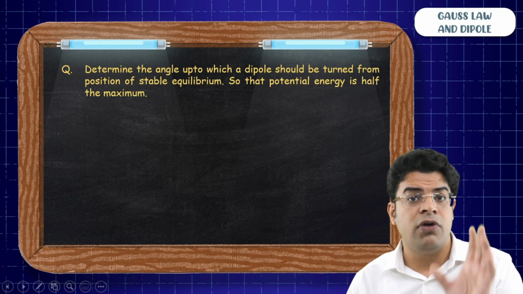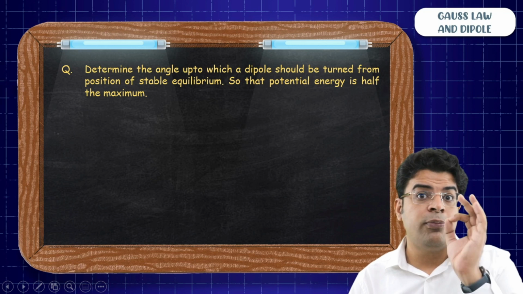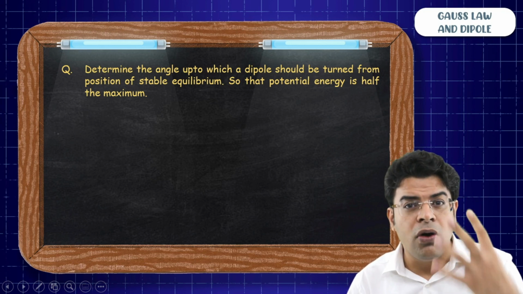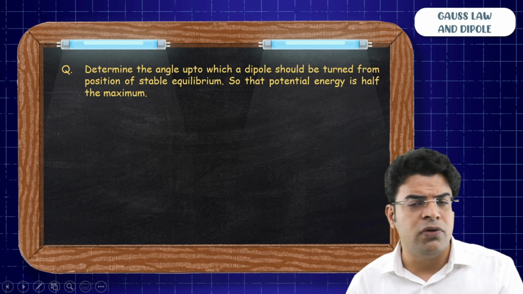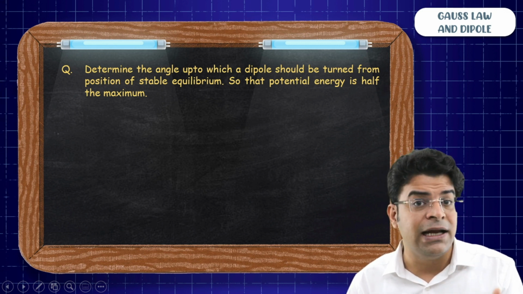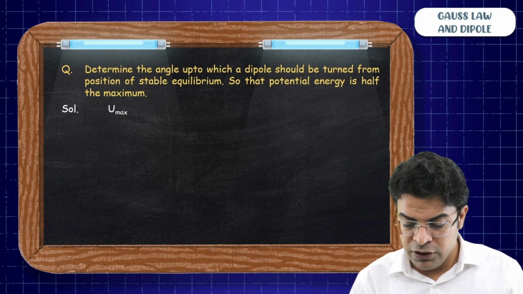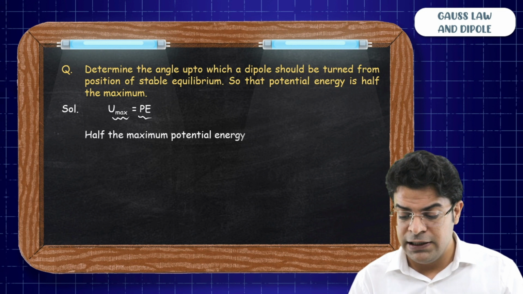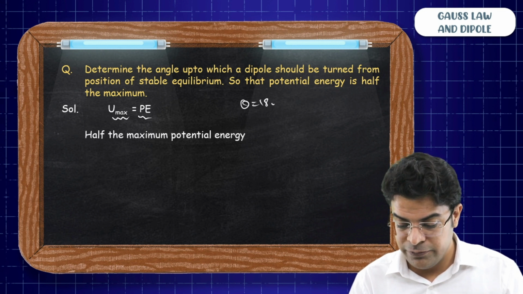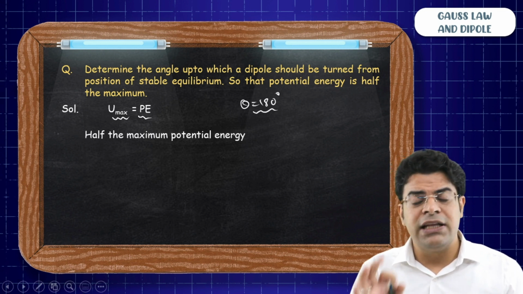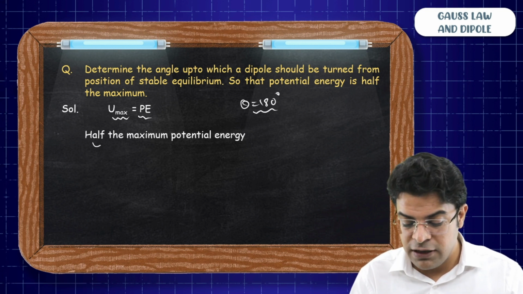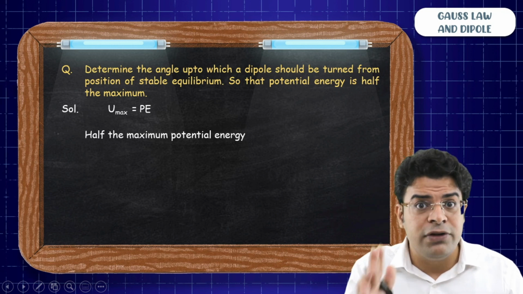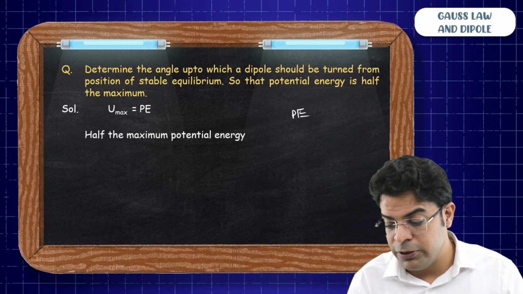By the way, whatever theory has been taught for a dipole in a uniform field, go through it twice so as to make sure that you know all the formulas and all the theory. The questions coming from here are easy and scoring. So we know that the maximum possible potential energy is plus Pe when theta equals 180 degrees. Now in the question they are asking for the theta for which you have half the maximum potential energy. So you want the potential energy to be Pe by 2.